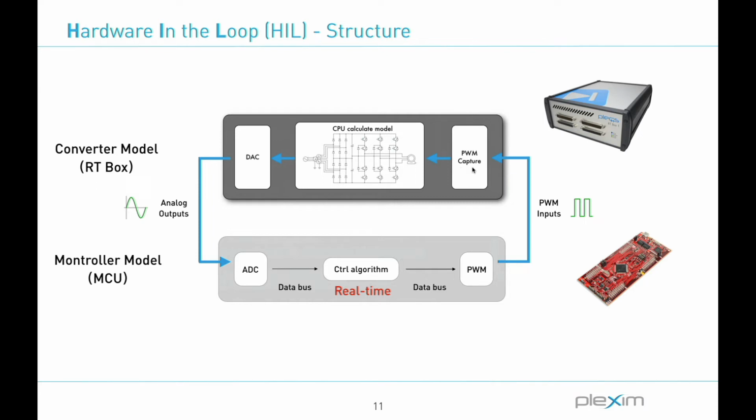This updated PWM information is then used to recalculate the simulation model, to update the position of the different switches, and then to send back the updated measurements. The goal of this approach is to test the implementation of the controls against this emulated hardware target.